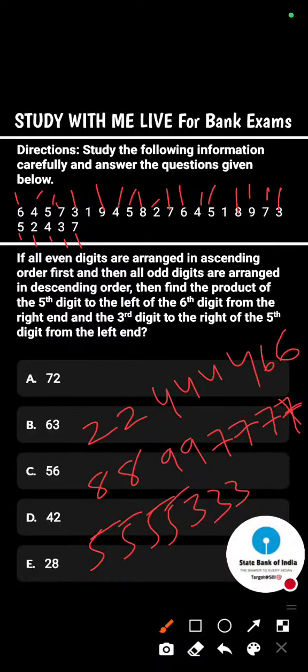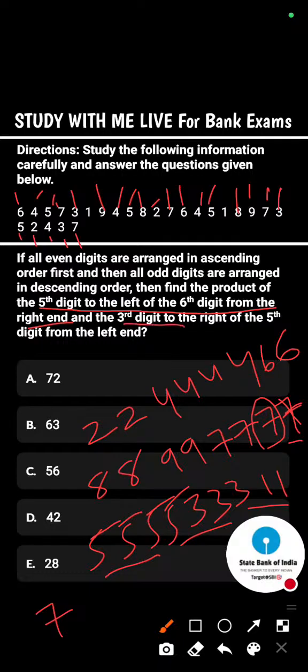And how many ones are there? 1, 2, 2 ones. Now the question asked is fifth digit to the left of the sixth digit from the right hand. Sixth digit from the right hand, fifth. Totally 11th from the right. 3, 3, 9, 10, 11, 7. So we got 7.